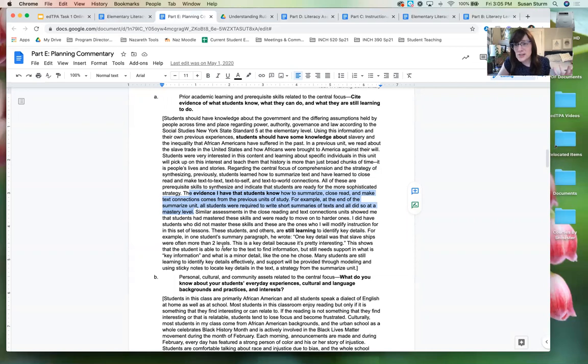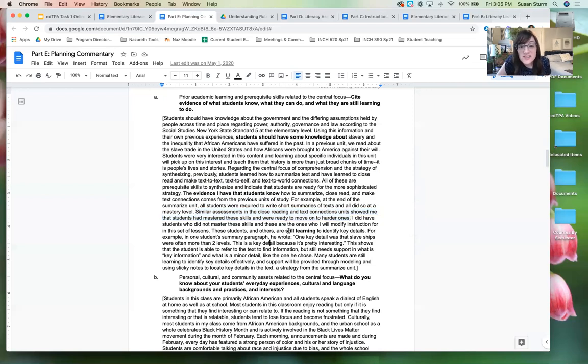This is all fictitious. They didn't do this. They made this up. That is okay. In your student teaching, you will not make it up. You will talk about what they previously learned. Similar assessments in the close reading and text connections units showed me that they had mastered those skills. So this person thought, what do they need in order to synthesize? They have to be able to summarize. They have to be able to make text connections. They have to master all of the prerequisite skills. So they just made up some units and talked about how they were able to do that.